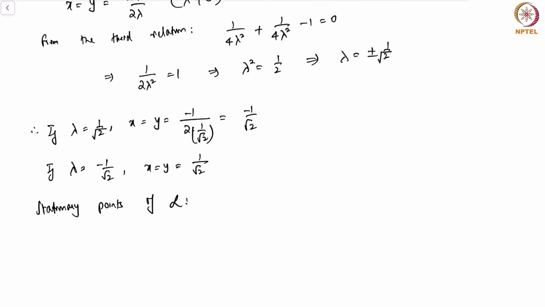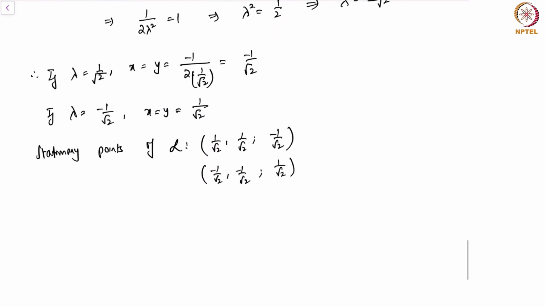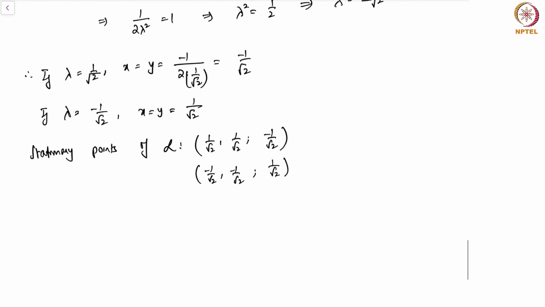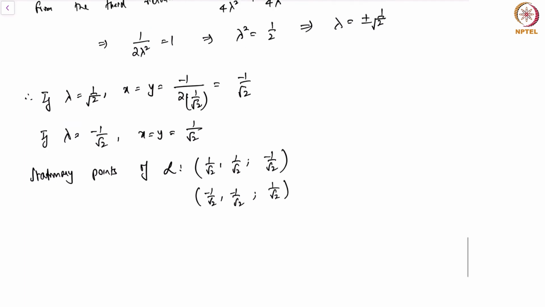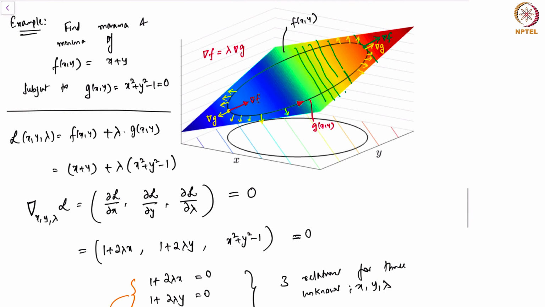L is 1 by root 2 comma 1 by root 2, for a value of lambda which is minus 1 by root 2, and the other one is minus 1 by root 2 comma minus 1 by root 2 with a value of lambda which is 1 by root 2. Okay, so you can clearly check these quantities, 1 by root 2 and 1 by root 2, what do they correspond to?